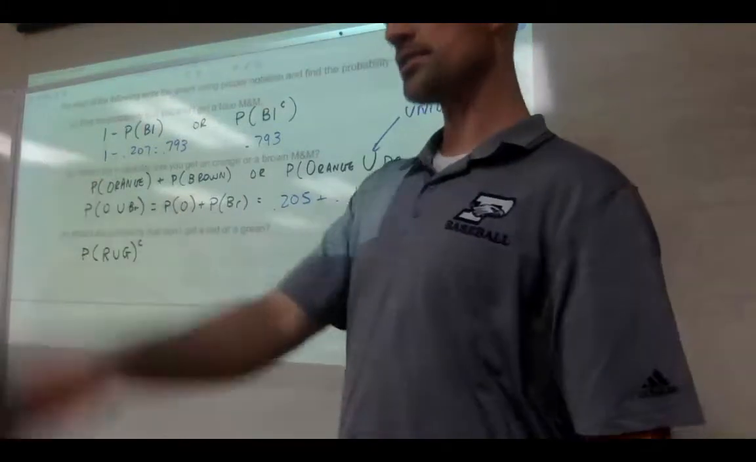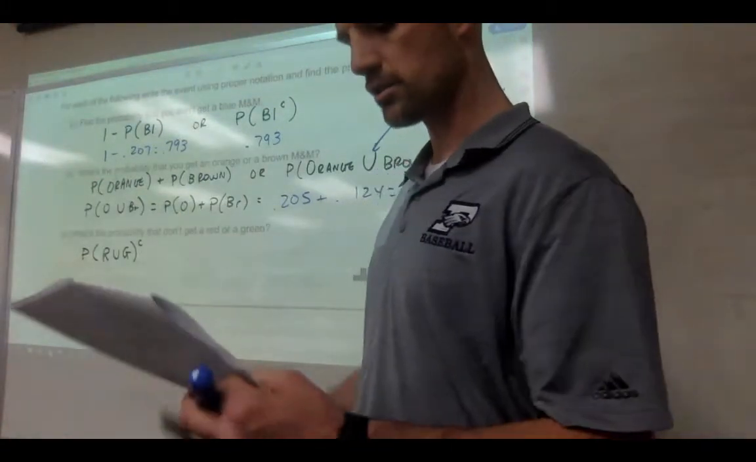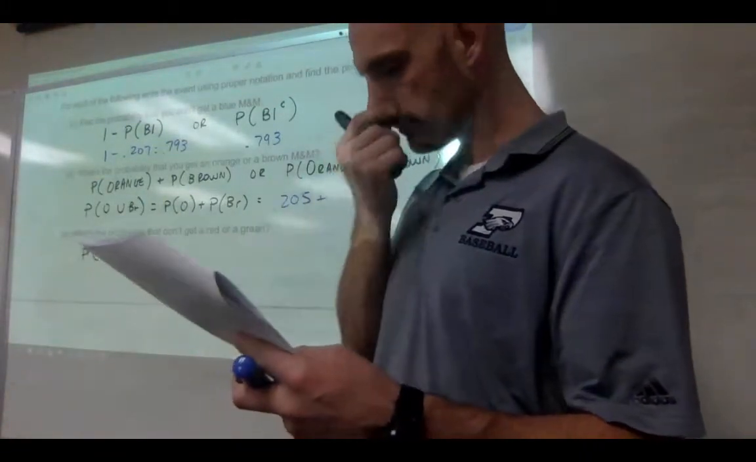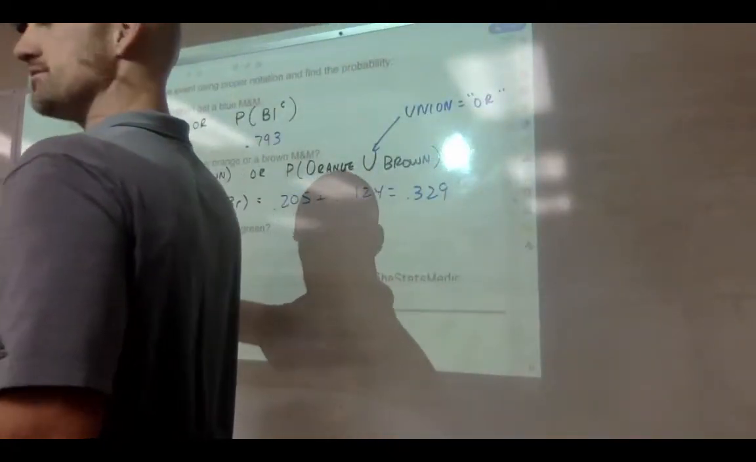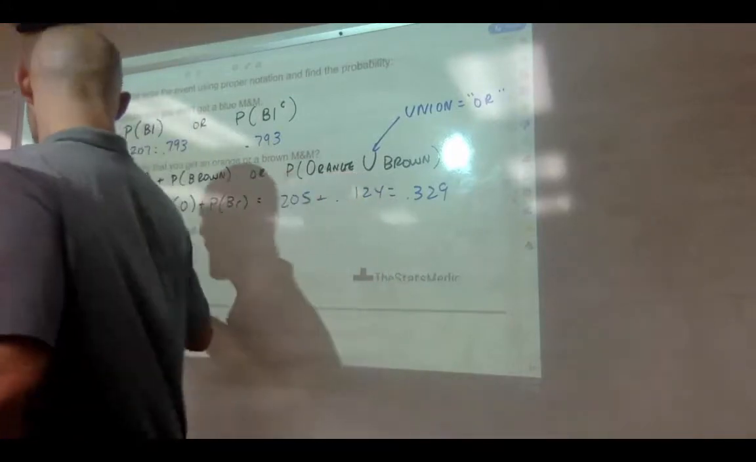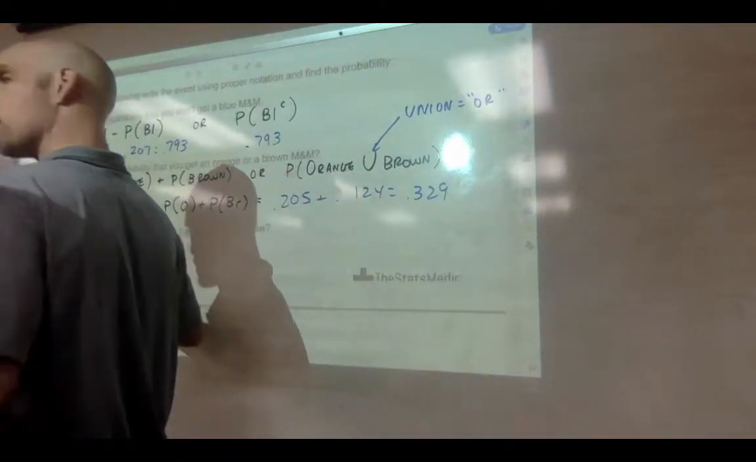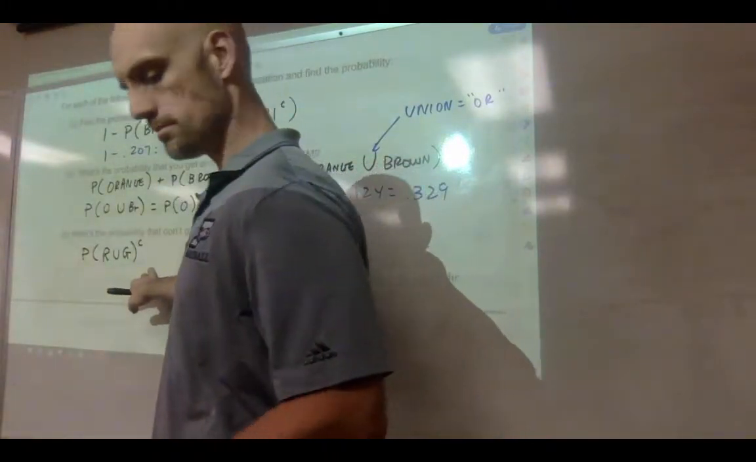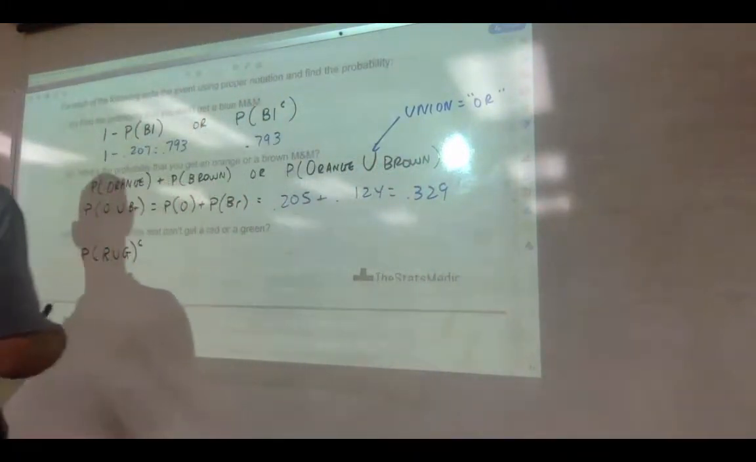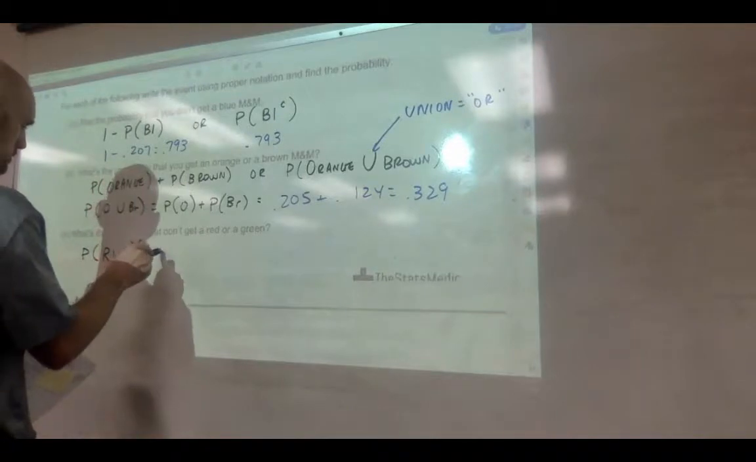So there's some other ways to write it, right? So you could do 1 minus the probability of things, but this is proper notation for this. The complement of red or green. Do you agree? It's the complement of red or green.